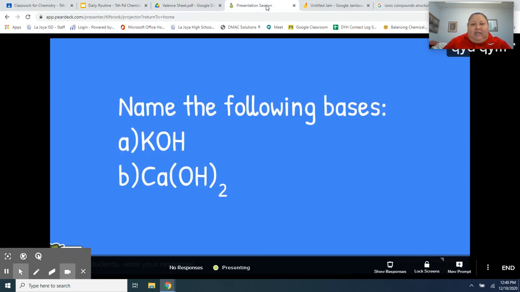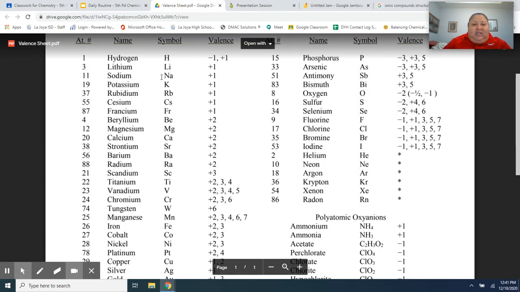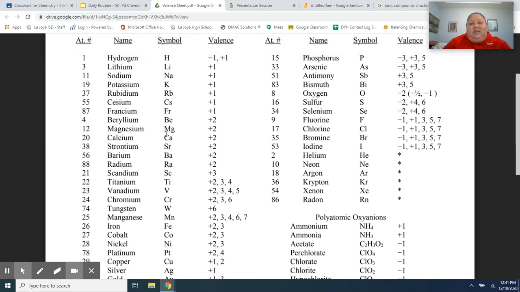Okay, letter B. What's the name of Ca? It's going to have the same last name as the last one, right? It should end in hydroxide. Your question is always, what's the first part of my name? What's the first part of this guy's name? So we go to the valence sheet. Look it up. Calcium. Okay, Alexia.